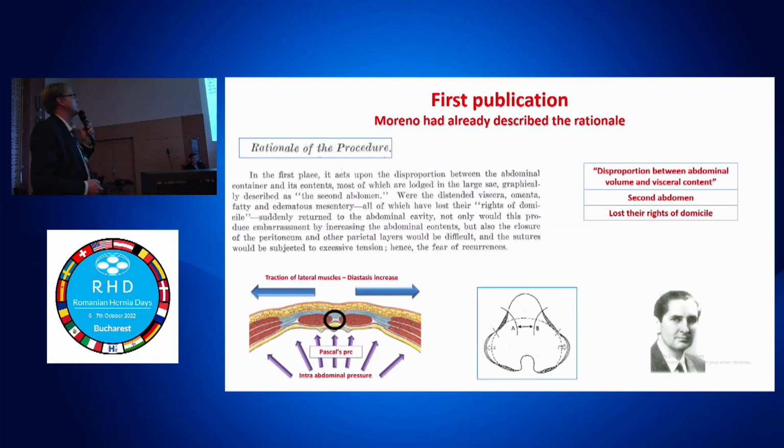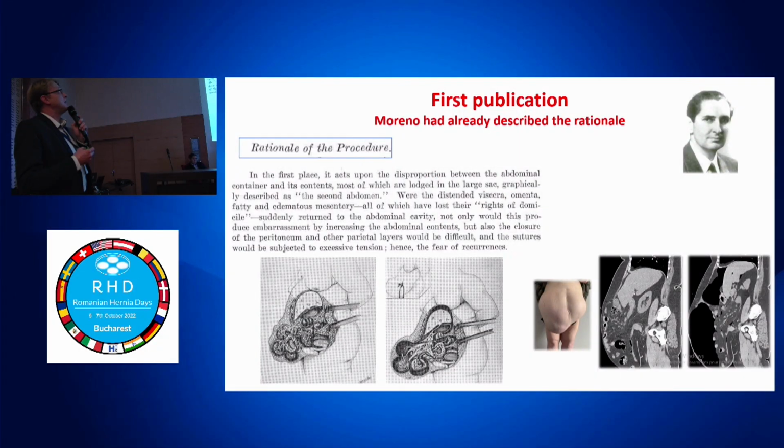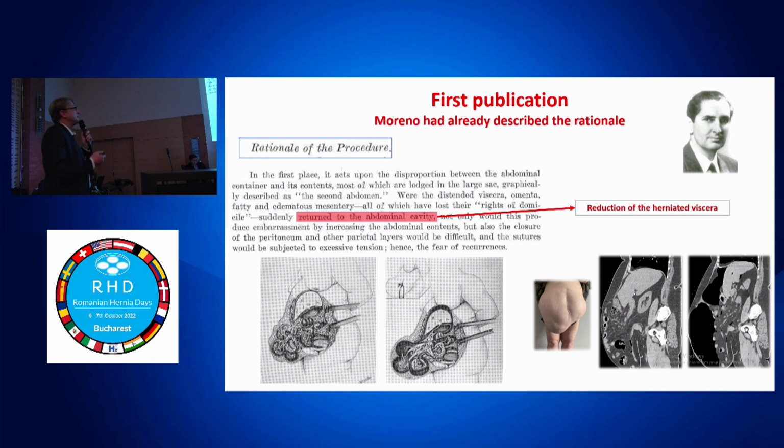So here is the first publication, and he spoke for the first time about the disproportion between the abdominal volume and the visceral content. He spoke about the second abdomen in this publication, and he spoke about the loss of domain. He called that the loss of domicile. And he also explained how the pneumoperitoneum acts during loss of domain. And he explained that the pneumoperitoneum allows the reduction of the herniated viscera using these two drawings. He explained that in 1947.